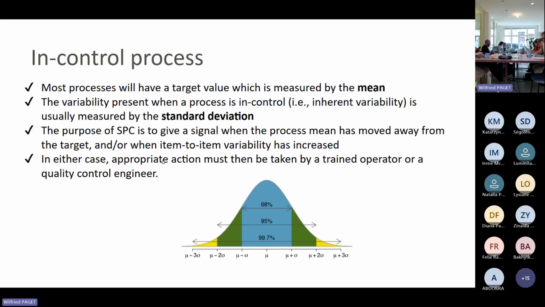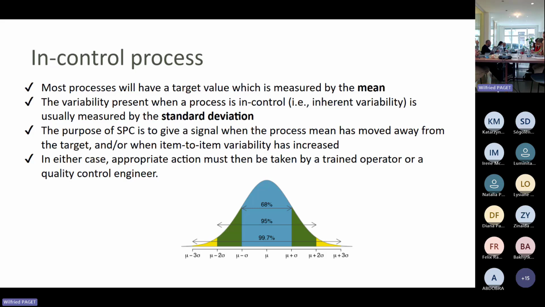In most processes we have a target value. Usually it can be the mean, or it can be another statistical measure. The variability present in a process in control is inherent, random variability. So we can measure this variability using what we call the standard deviation. As you know, the standard deviation is the measure of variation within a random variable.